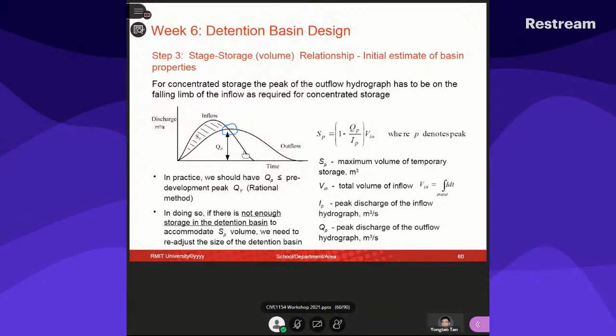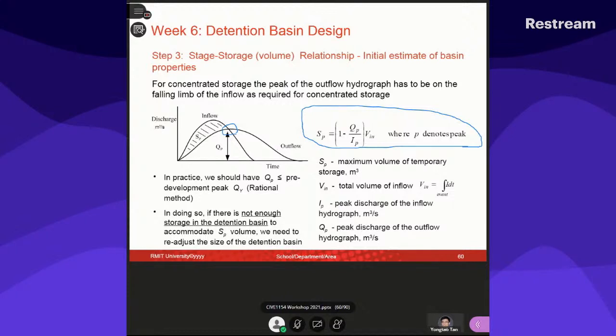So in doing so, if there's not enough storage in the detention basin, we need to readjust the size of the detention basin. It means we need a larger size. So how to calculate the maximum value of the temporary storage? We use these equations to find out the maximum volume of the temporary storage. So the size of the detention basin should be larger than SP, where SP means the maximum volume of temporary storage.